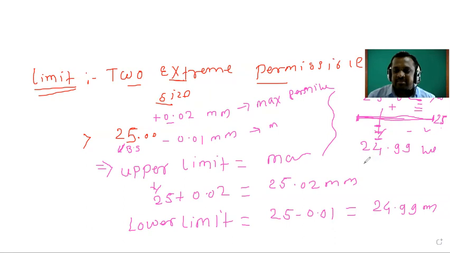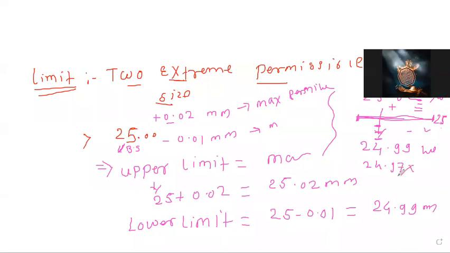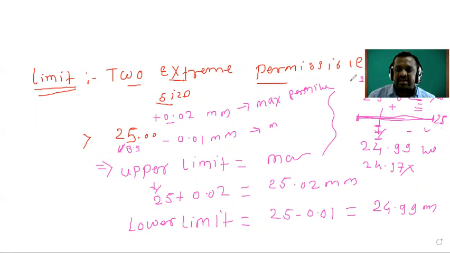मला सांगा, जर आपला प्रोडक्ट 24.97 ला मॅन्युफॅक्चर झाला, इट विल बी ऍक्सेप्टेबल और रिजेक्टेबल? Rejectable. And suppose our product is manufactured at 25.03, is it acceptable? Rejectable. Okay, in this range only we have to manufacture. It is called the limit. Means limit is nothing but the two extreme permissible sizes.